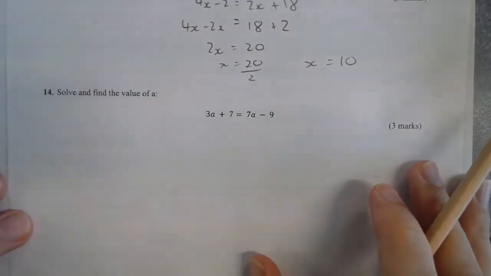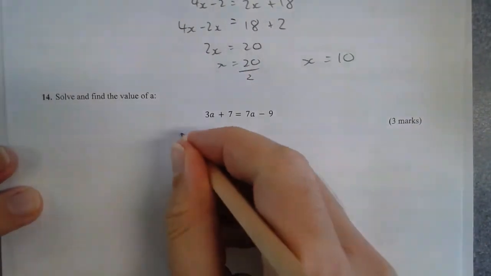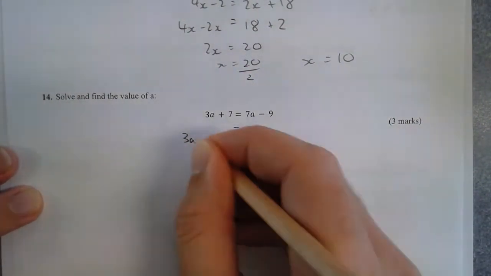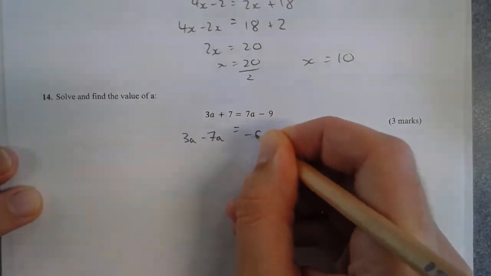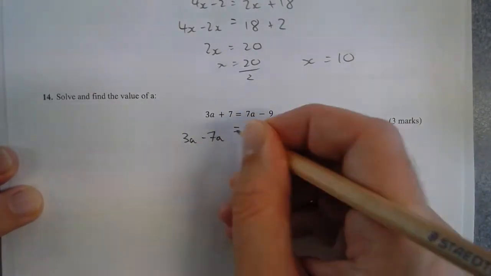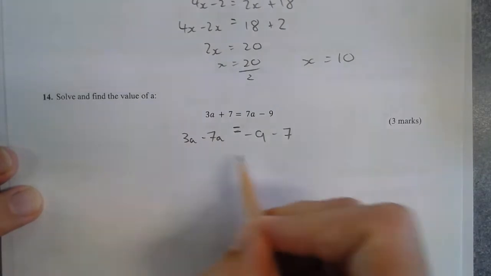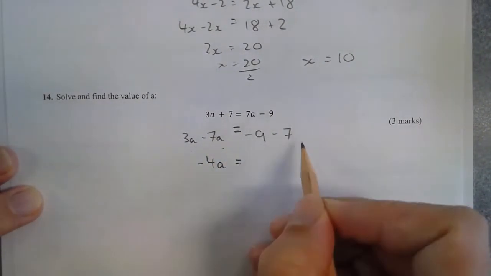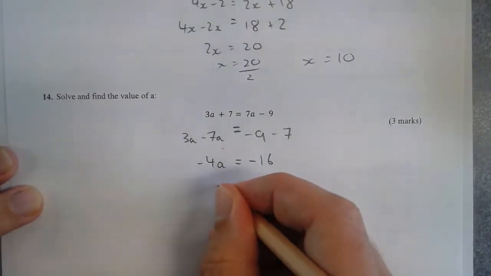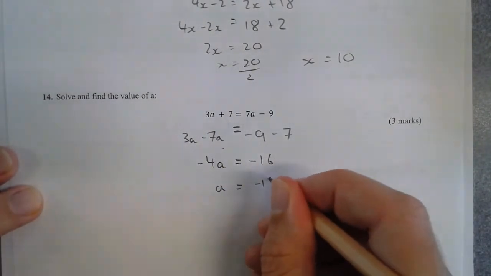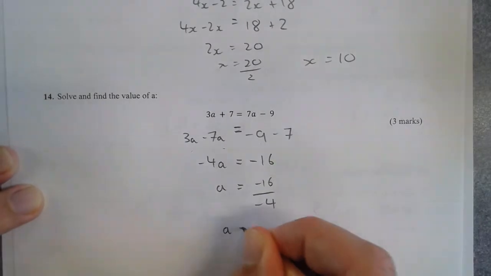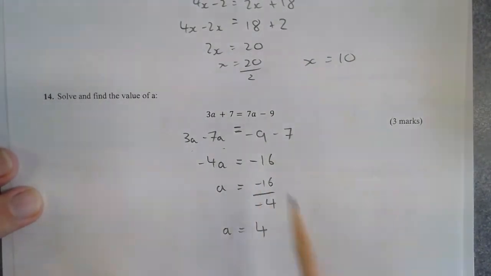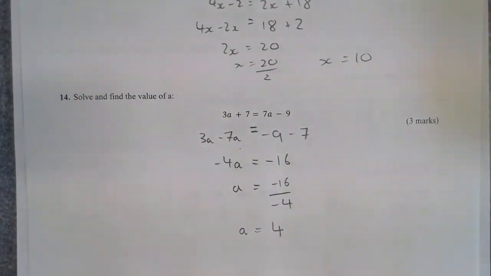Question 14. So same question, so I'm going to move the 7a to make it negative 7a, and plus 7 makes it negative 7. Remember, this is a negative 9. 3a take away 7a is negative 4a, and minus 9 take away 7 is negative 16. And because it's multiplied by negative 4, we divide by negative 4, so a must be 4, because a negative divided by a negative is a positive.